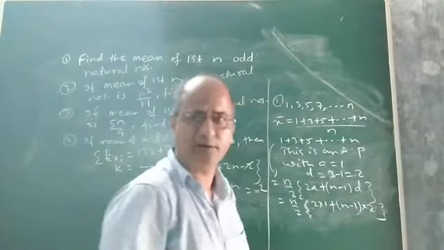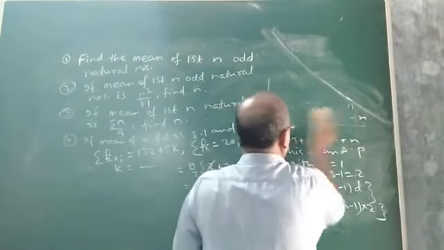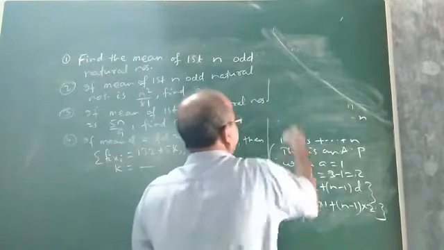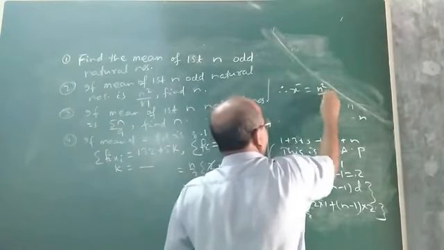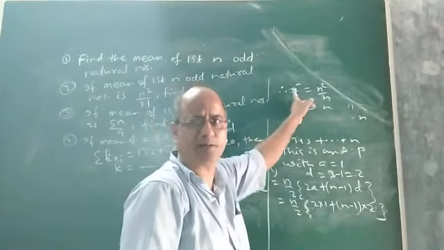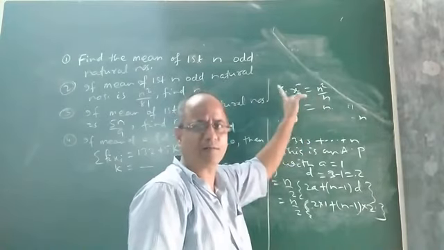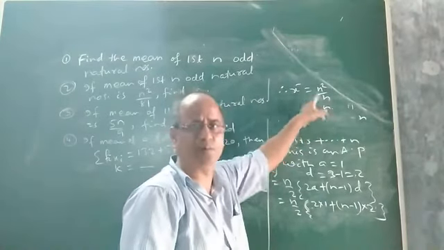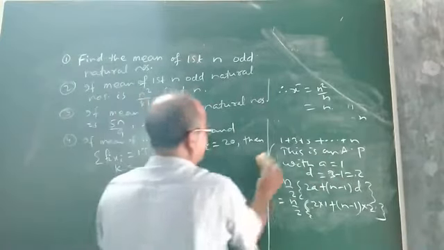Now if you put the value, therefore what will be the mean? Therefore x bar will be equal to n square by n, which is n. So this will be the mean of the first n odd natural numbers. The mean of the first n odd natural numbers will be equal to n itself. Now let us discuss another question.